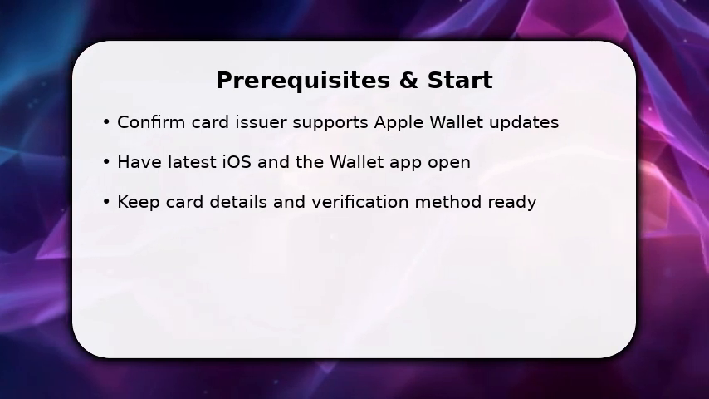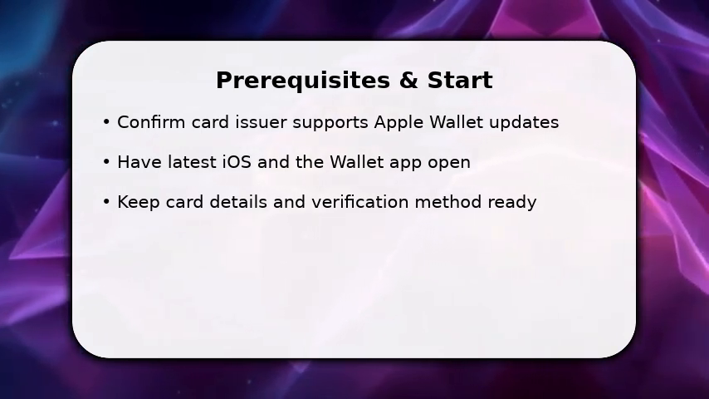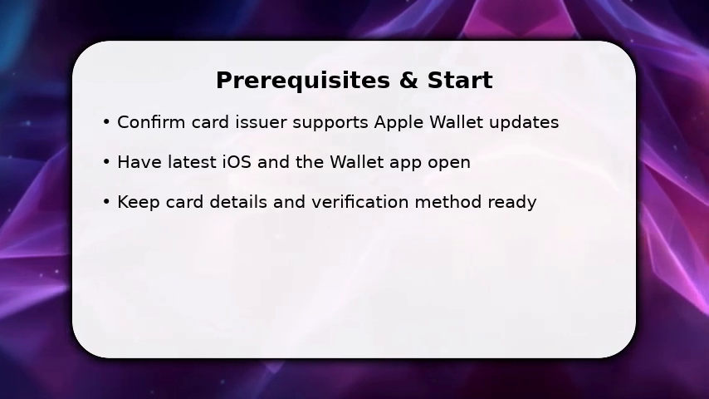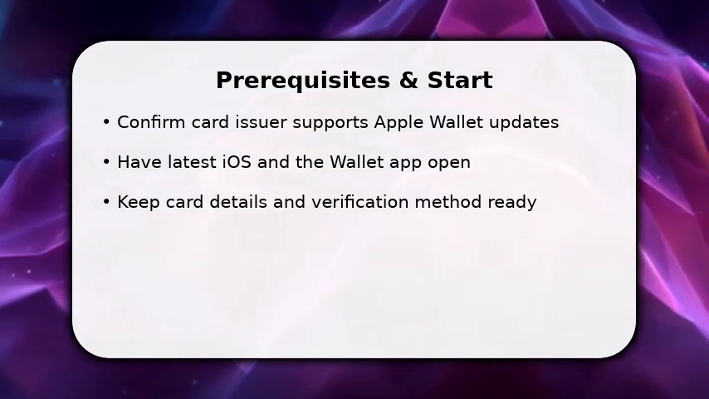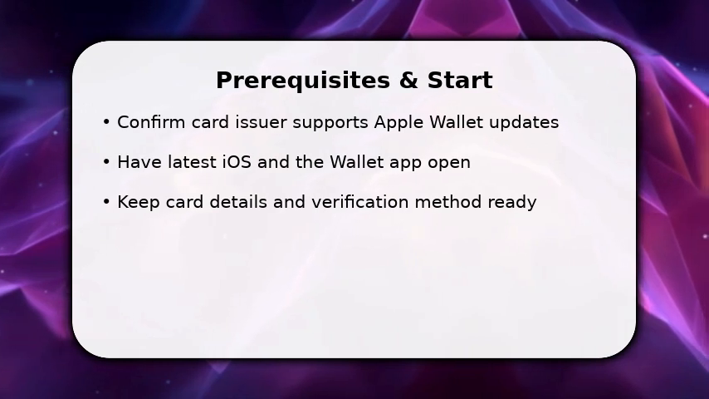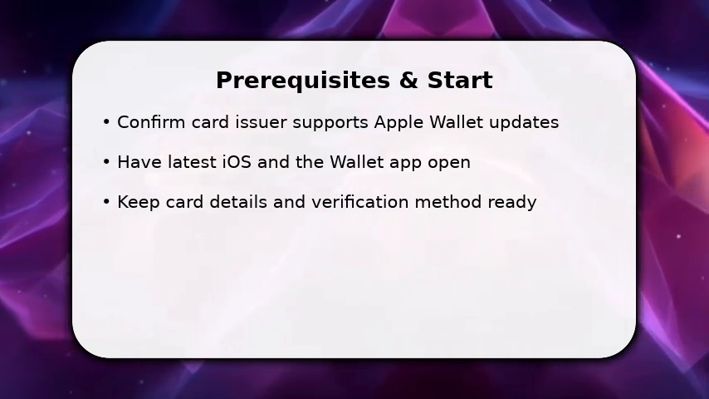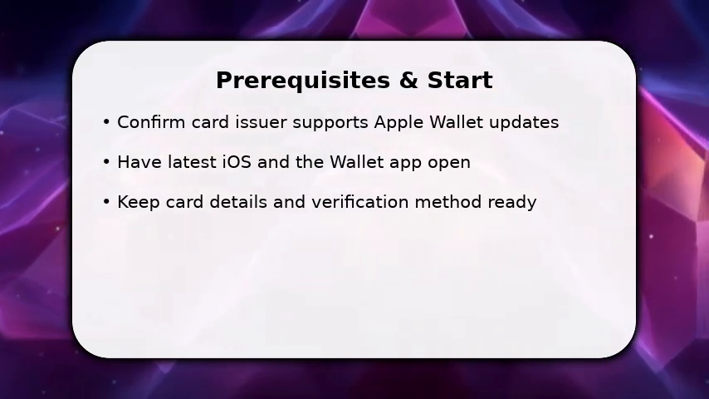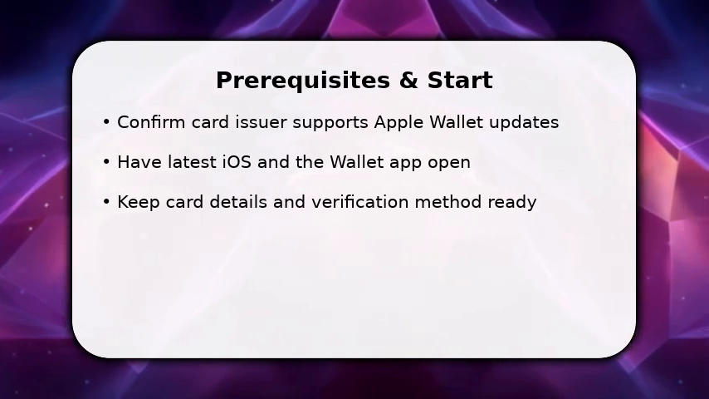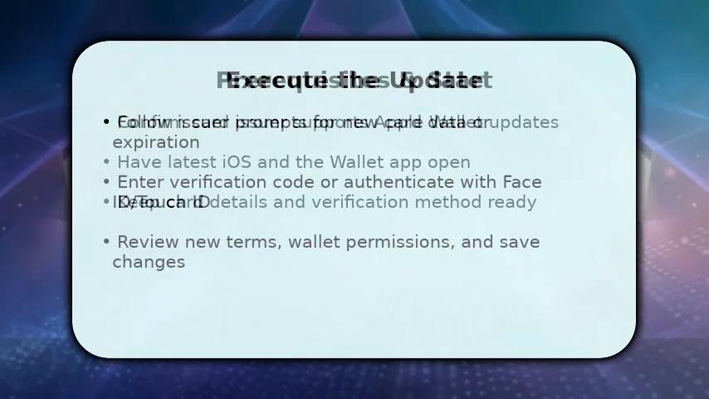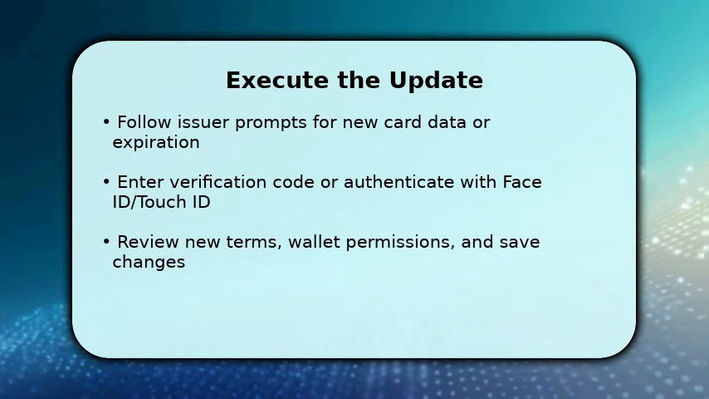Next, prepare verification, SMS, email, or app-based token so you can approve changes quickly. Now tap the three dots or edit, then choose Update Card to begin the card update flow. This unlocks the next steps. You'll be guided through issuer prompts to replace or refresh card data. Follow them step by step.